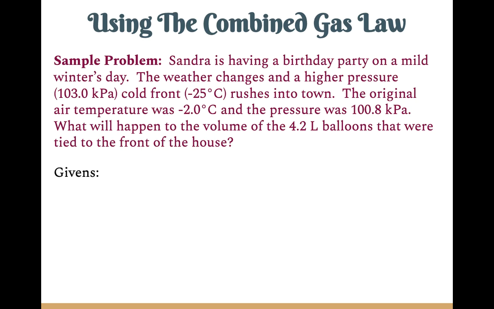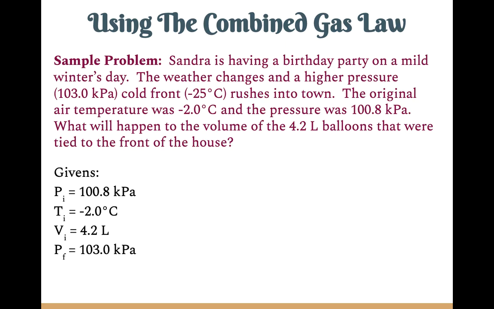So we'll list our givens. We have an initial pressure of 100.8, an initial temperature of negative 2 degrees Celsius, an initial volume of 4.2 liters, and then the weather change. So we have a final pressure of 103.0 kilopascals, a final temperature of negative 25 degrees Celsius, and we need to find the final volume.